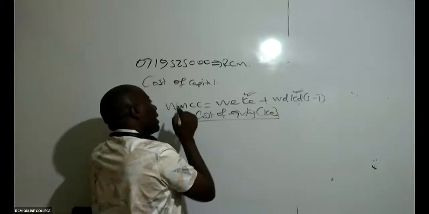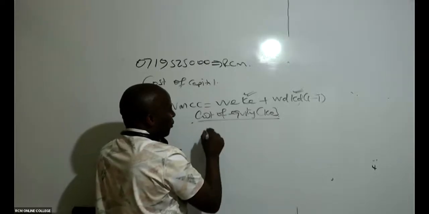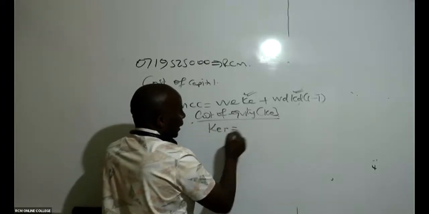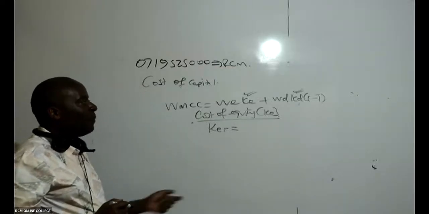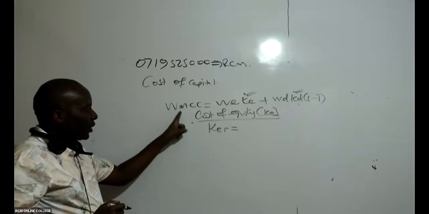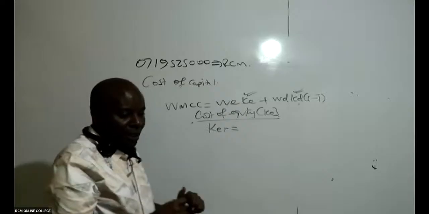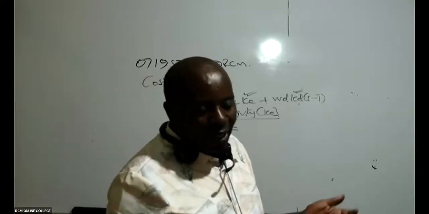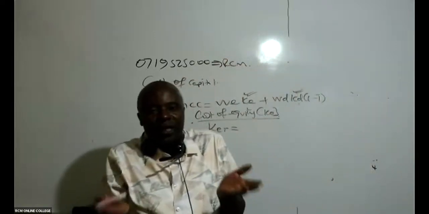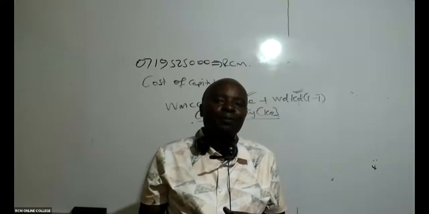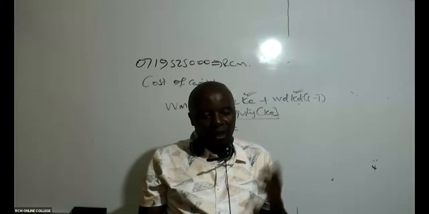And because this is WMCC, I must compute the cost of equity for retained earnings and the cost of equity for ordinary shares. Because it's WMCC, retained earnings becomes relevant. So I must compute the cost of equity of retained earnings. How do I do this? It's very easy. Do we have any ninja that knows how to compute the cost of equity formula?